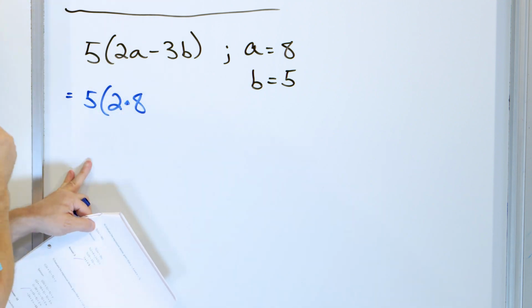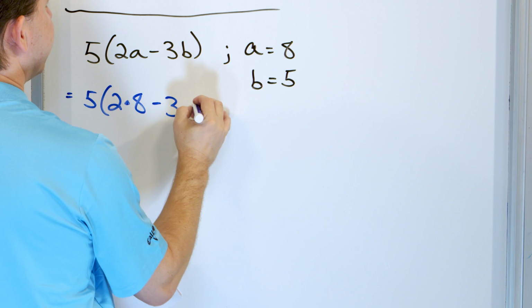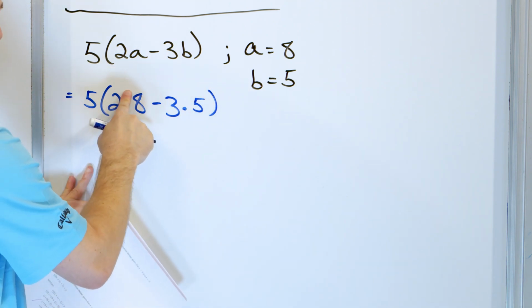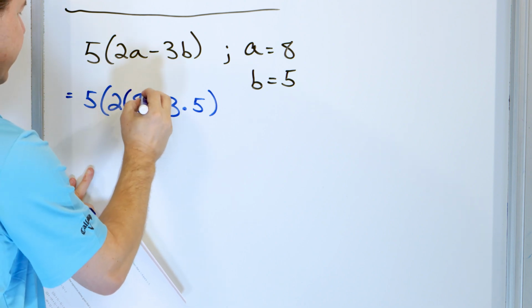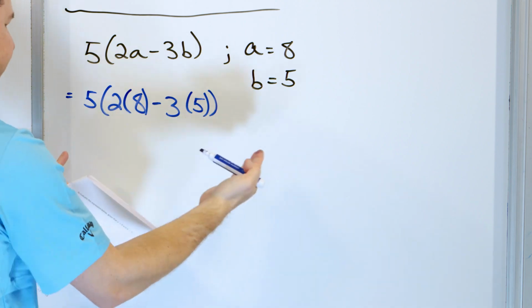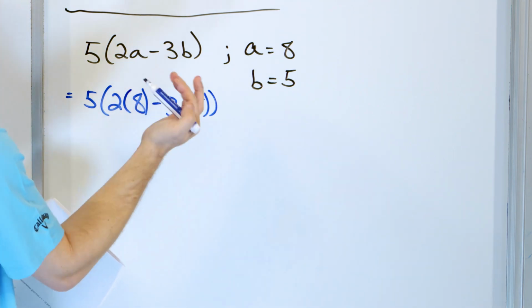I could put parentheses around the 8. Either way would be fine. Minus 3 times b is 5. So again, I'm putting dots here because that's clear to me, but instead of doing that, I could just erase the dot and I could put parentheses around the 8, parentheses around the 5. But you notice how there are so many parentheses here that it also kind of looks ugly. So there's really no right answer. I'm just showing you different ways of doing it.